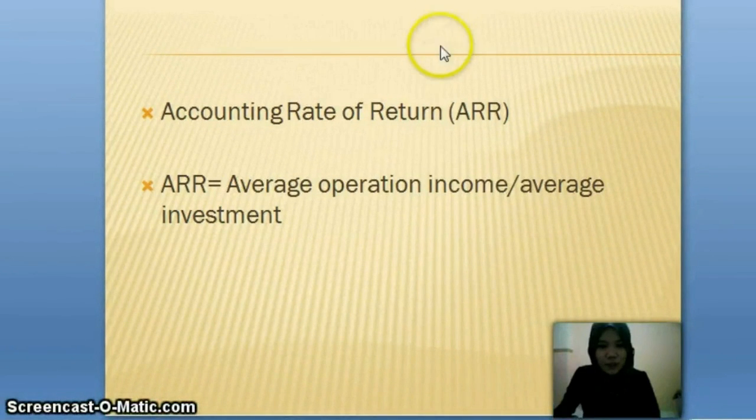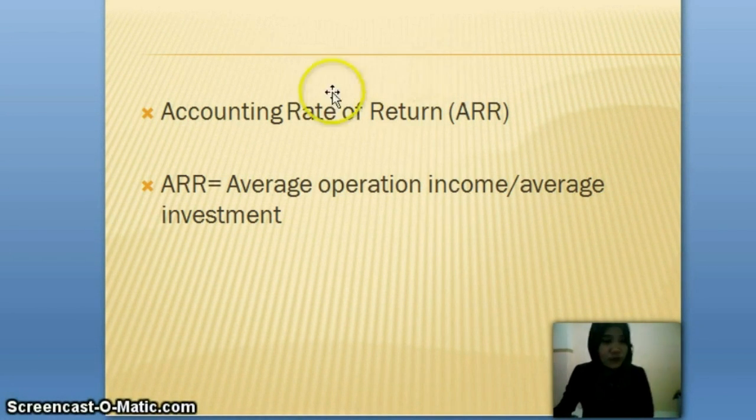Hello, Assalamualaikum. My name is Nurama binti Abdul Halim. Today I want to explain about the accounting rate of return. Accounting rate of return is a method for the company to use to evaluate whether to accept or reject the company's proposed investment. Okay, we look at the formula. ARR equals average operating income divided by average investment.